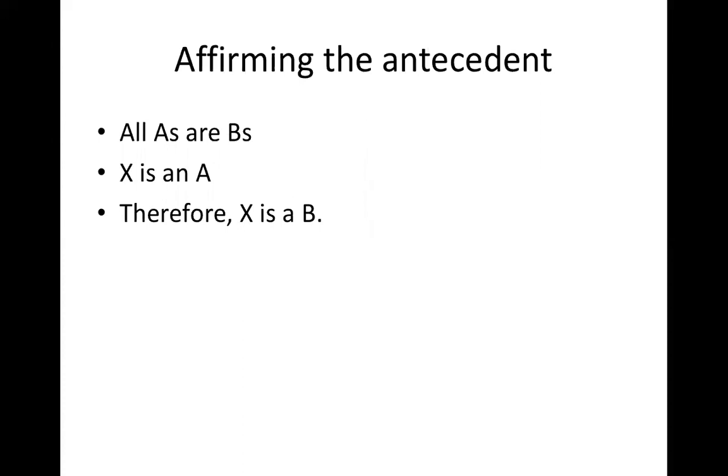Now let's look at an argument that affirms the antecedent. All A's are B's. X is an A, therefore X is a B. If you look at this argument, you see the first premise, which I see as a major premise: all A's are B's. If something is an A, then it is a B. And we said the part that starts with "if" is the antecedent, and the part of the sentence that starts with "then" is the consequent. So obviously A is the antecedent and B is the consequent. Then you see X is an A. When you see X is an A, what is that sentence doing? It is affirming the antecedent.